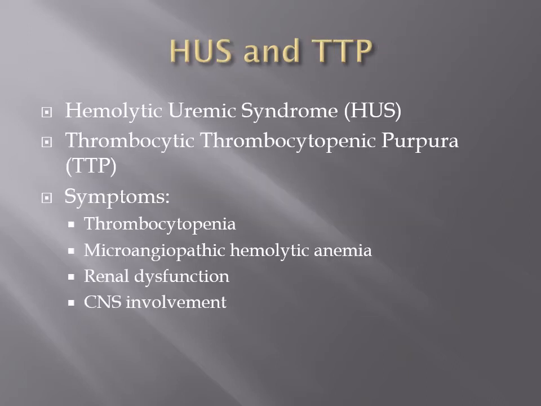HUS and TTP. So we have hemolytic uremic syndrome and thrombotic thrombocytopenic purpura, TTP. With these, we have symptoms of thrombocytopenia, microangiopathic hemolytic anemia, renal dysfunction, and CNS involvement.